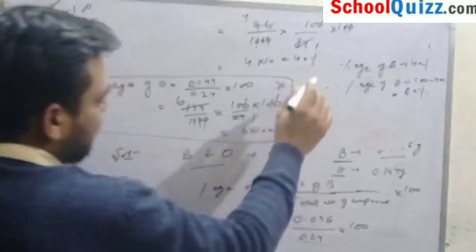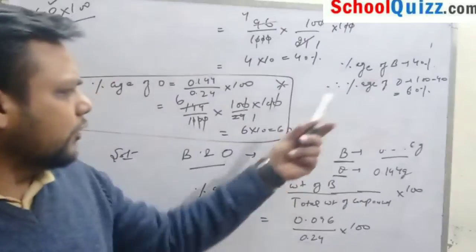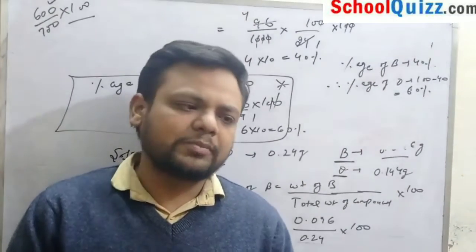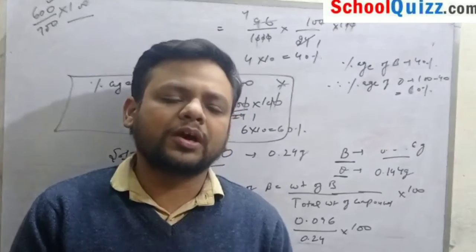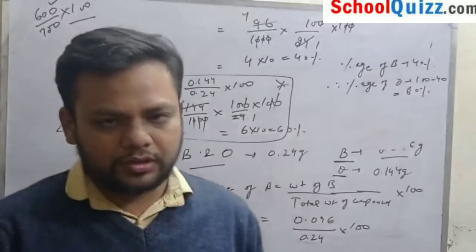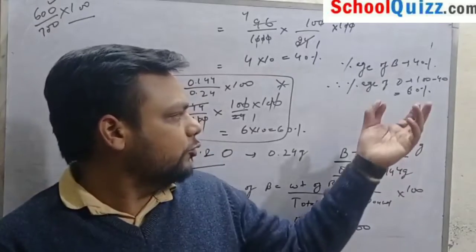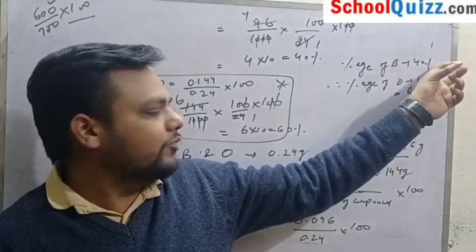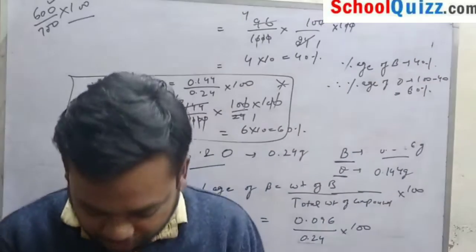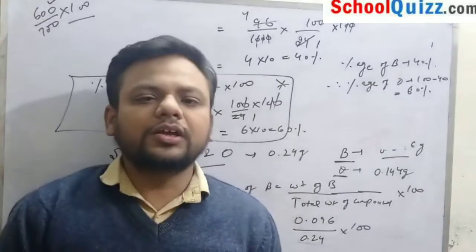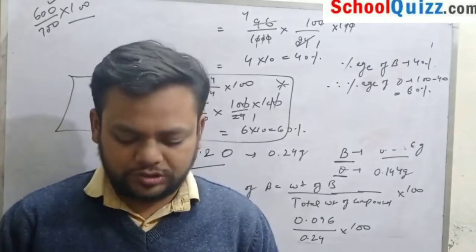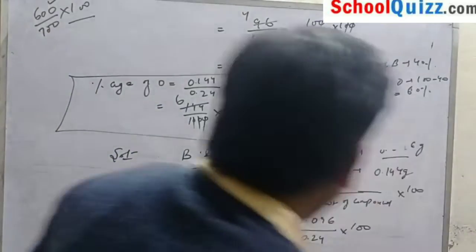So you don't need to solve that part. You can simply do it like this: if there are two elements and one element is found to be 40%, the other element will be 100 minus 40, that is 60%. If you still want to solve that part, you can solve it. But you can simply do it like that. If one element's percentage is 40, just subtract it from 100, and then you will get the percentage of the other element. It's a very simple question, students. I hope you understand this first question.